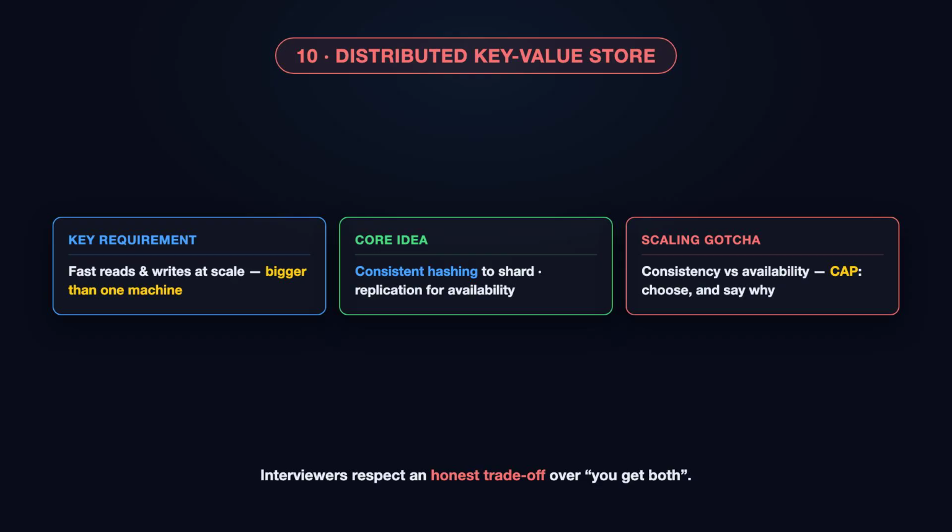You have to choose. A cache like Redis, or a store like DynamoDB or Cassandra, typically leans toward availability with eventual consistency. A system that must never serve stale data gives up some availability to stay strongly consistent. State which side you are choosing, and why it fits the requirements. Interviewers respect an honest trade-off far more than a claim that you get everything at once.